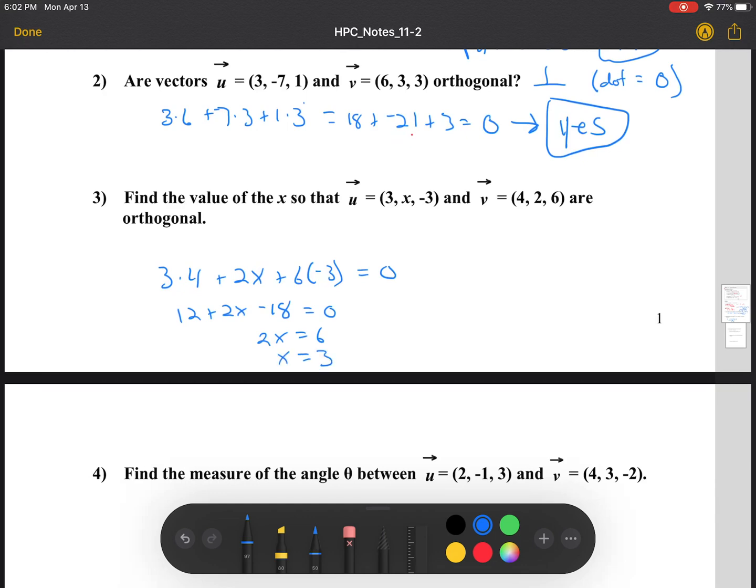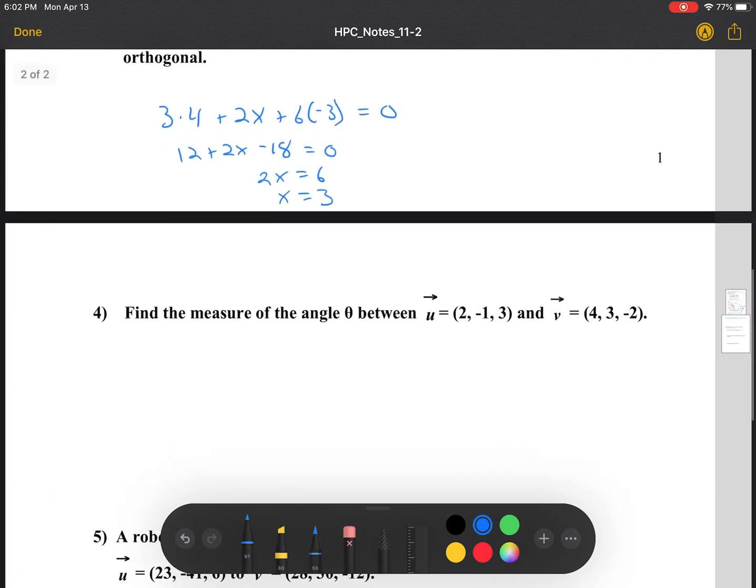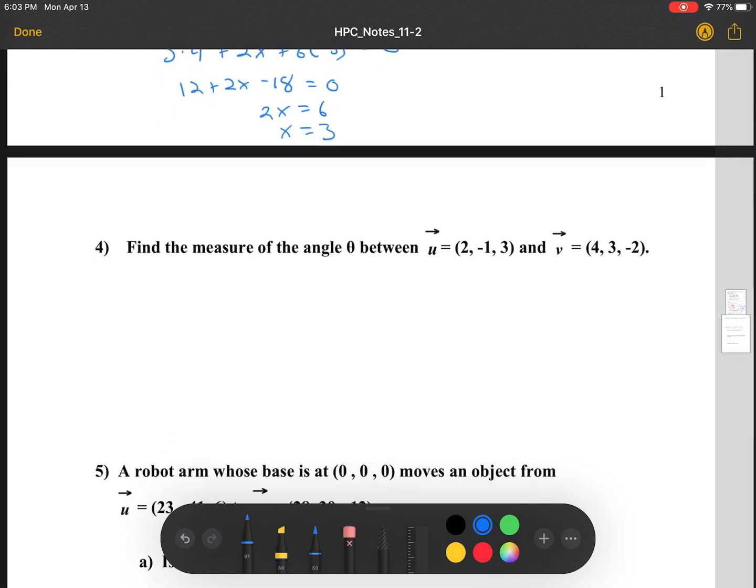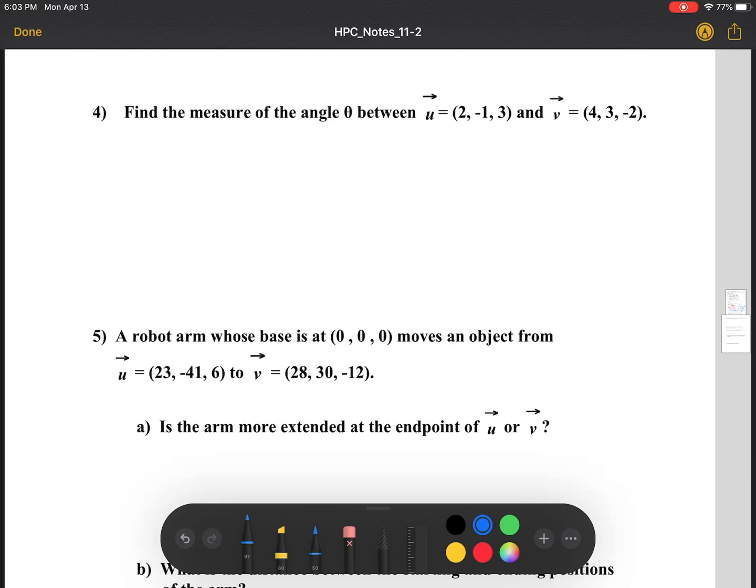You end up with 2x equals 6. So then we end up with x equals 3. All right? They told us it was orthogonal. We solved for x when the result was 0.